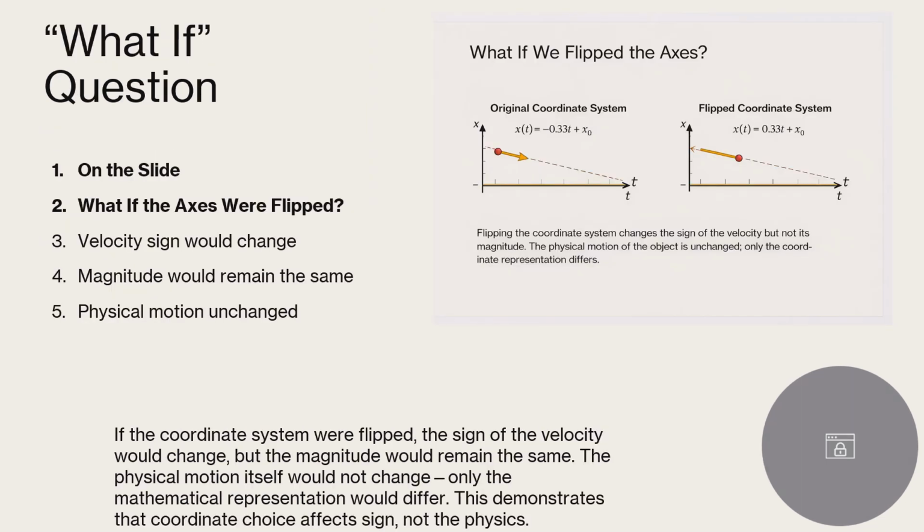What if we flipped the axes? If the coordinate system were flipped, the sign of the velocity would change, but the magnitude would remain the same. Physical motion itself would not change. Only the mathematical representation would differ. This demonstrates that coordinate choice affects sign, not the physics.